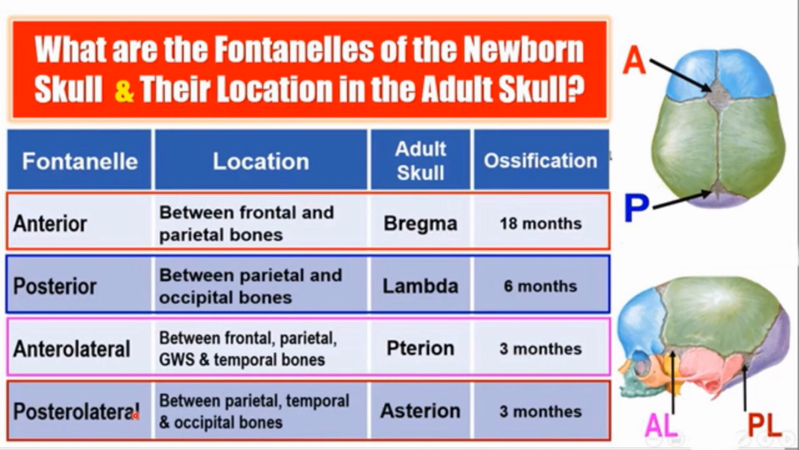Then we have the posterolateral fontanelle found between the parietal, the temporal, and then the occipital bones. Now its representation in the adult skull is the asterion, all right, and we said that the posterolateral fontanelle ossifies at the age of 3 months. Okay, so this is the anterior fontanelle, its representation in the adult is the bregma; this is the posterior fontanelle, which is the lambda. Then this is the anterolateral fontanelle, in the adult is the pterion, and then this is the posterolateral fontanelle, in the adult is the asterion.